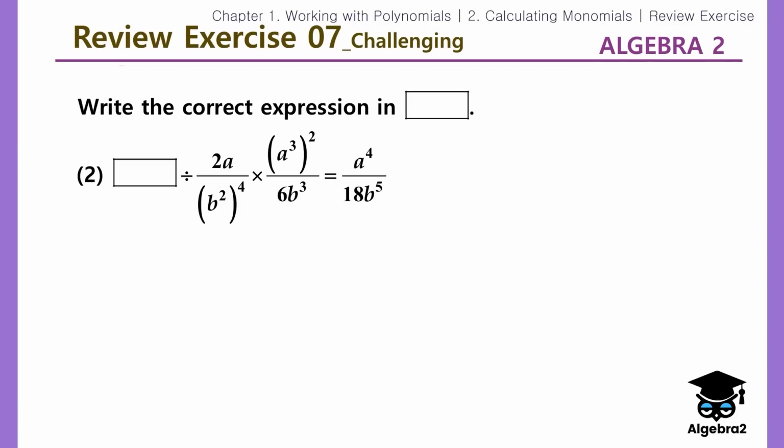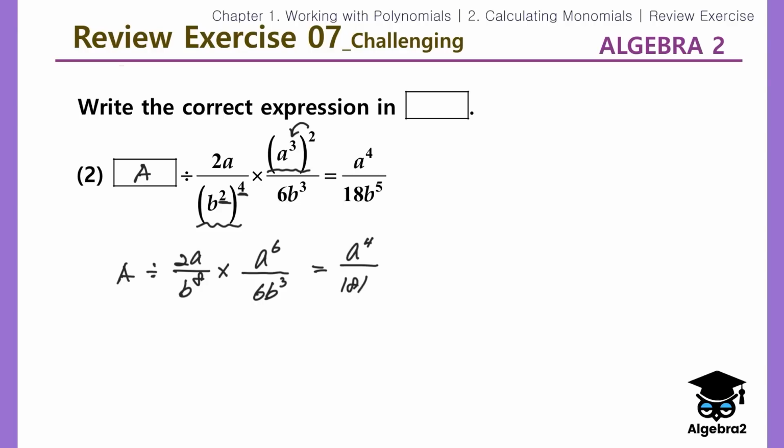Okay, number 2. Again, I'm going to let this empty box be a. Okay, let's eliminate these parentheses first. So we have a divided by 2a over b to the 2 times 4, that's 8, right? Times 2 times the 3 here, so that's going to be a to the 6 over 6b cubed, and that is equal to a to the 4 over 18b to the 5.